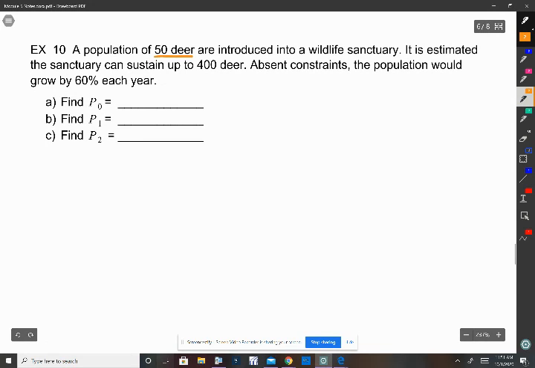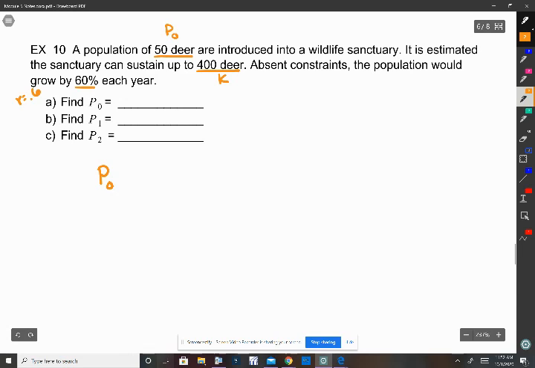So this is your population, that's your starting amount. It says they're introduced into a wildlife sanctuary. It says it's estimated that it can sustain up to 400 deer. That's your carrying capacity. Absent constraints means there's not a disease that happens or a fire or something like that. And it says it grows by 60% each year. So that's my growth rate, which would be 0.6. So it wants us to plug those values into that equation.